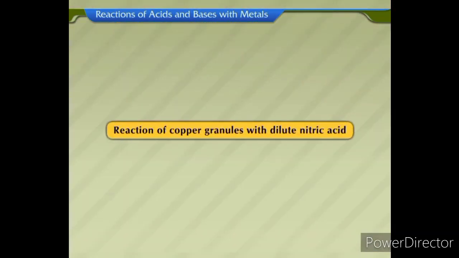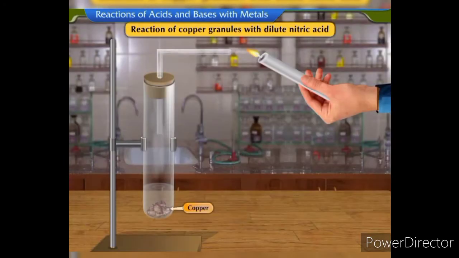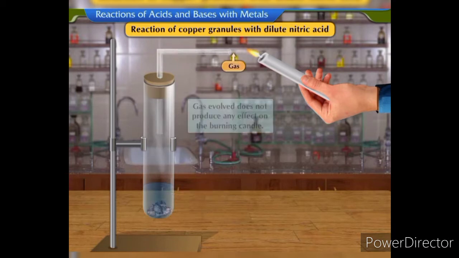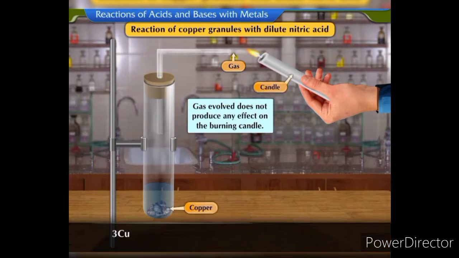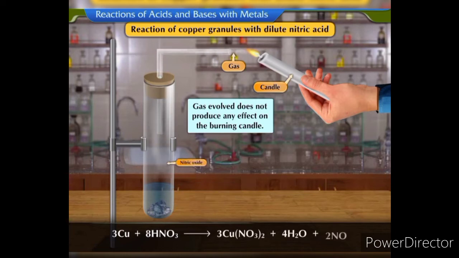Reaction of copper granules with dilute nitric acid. When copper reacts with dilute nitric acid, a gas is evolved. This gas evolved does not produce any effect on the burning candle. Copper reacts with dilute nitric acid to form copper nitrate, water and nitric oxide.